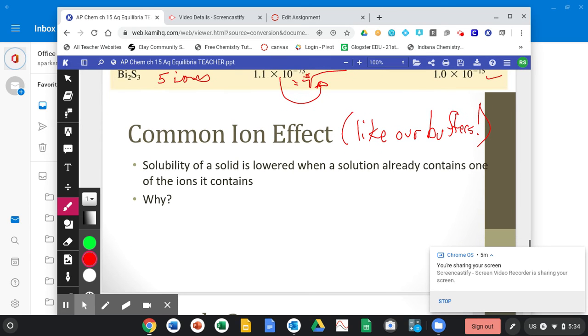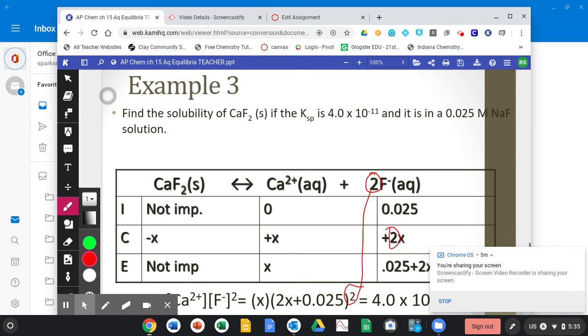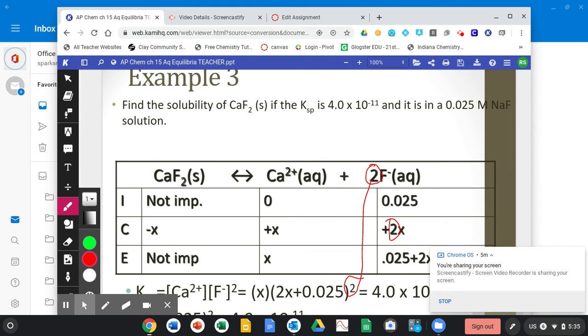Now we're going to look at how the common ion affects Ksp. Obviously, the solubility of a solid is lowered when the solution already contains one of the ions. Why is that? Well, let's take a look at a reaction. If you increase the amount of a common ion, Le Chatelier says it's going to drive the equilibrium in the opposite direction. And so that's why we can say that.